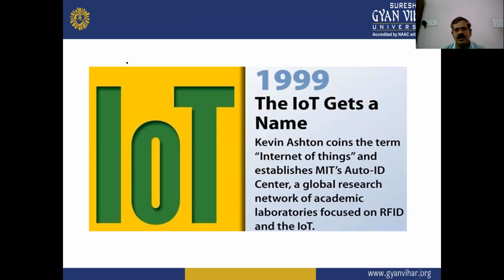So in 1999, the IoT gets a name. Kevin Ashton coins the term Internet of Things and establishes the MIT Auto-ID Center, a global research network of academic laboratories focused on RFID and the IoT.